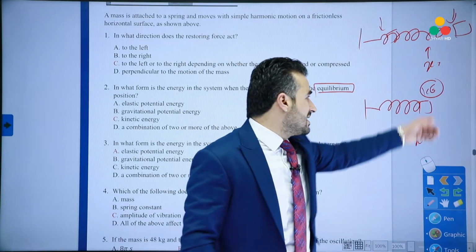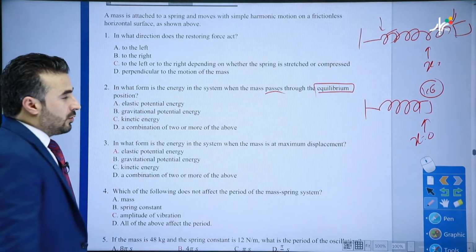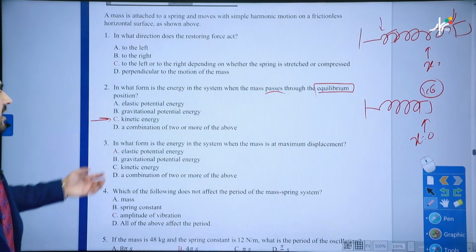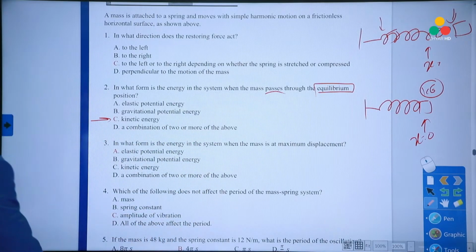It is bouncing at this point, or in this particular instant, the object is still or in motion, so of course the energy is going to be kinetic energy. Is it a combination of two or more of the above? The answer is no.